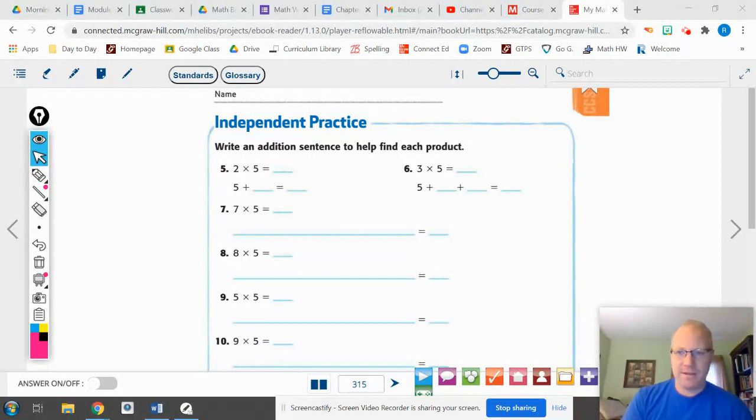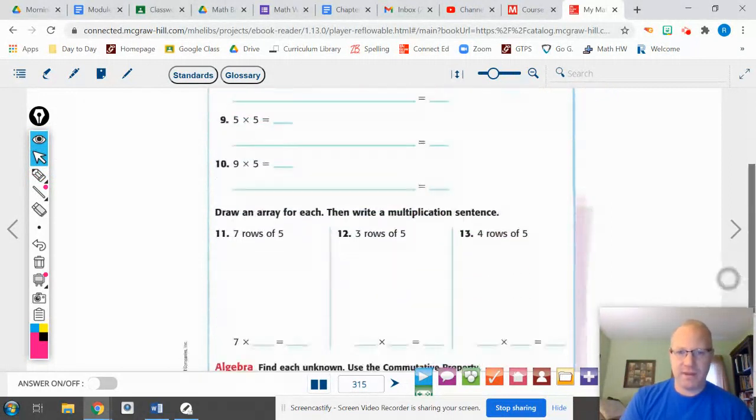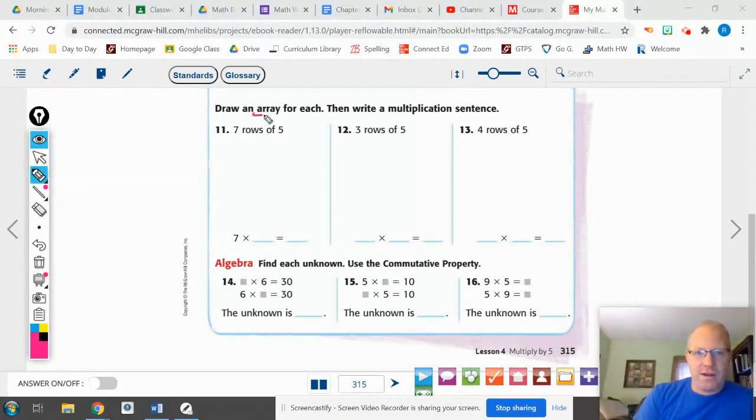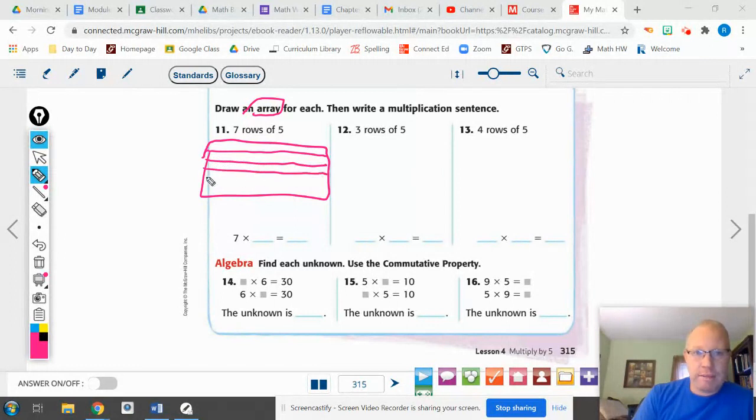If not, I'm glad that you were able to look at this video and see what you got wrong. Let's keep going. 7 rows of 5. Draw an array. Don't forget to read the directions. Draw an array. So we need an array, which is a rectangle. We need 7 rows, so we're going to cut it 6 times. 1, 2, 3, 4.